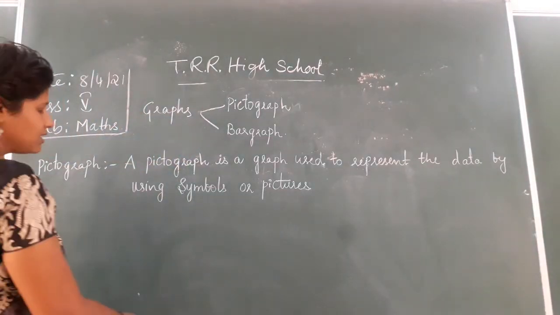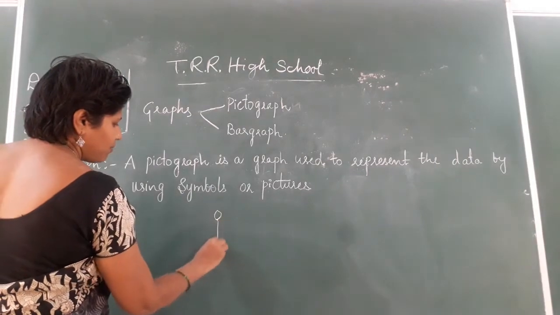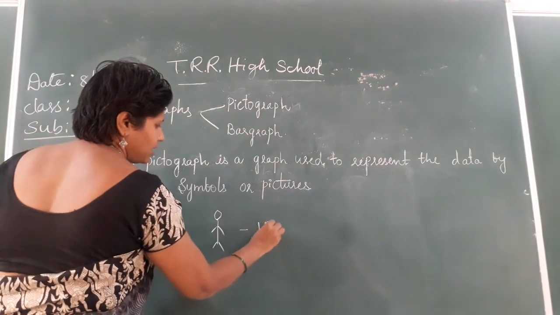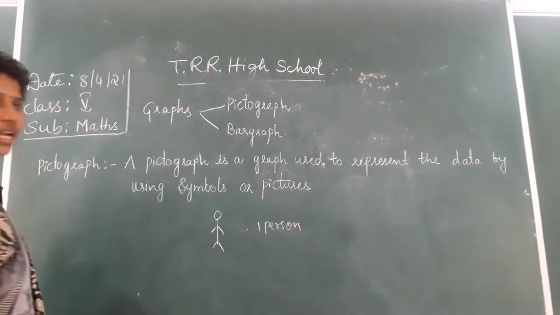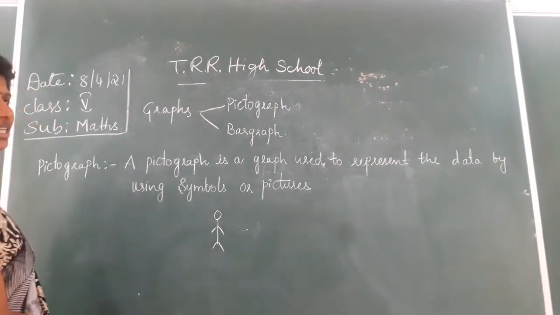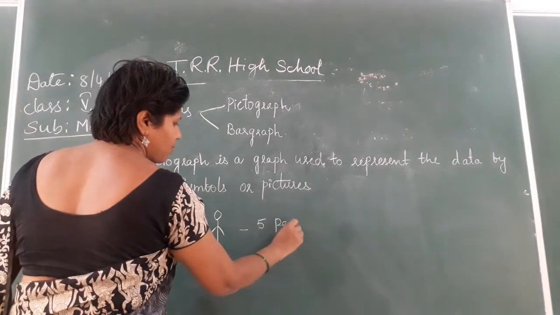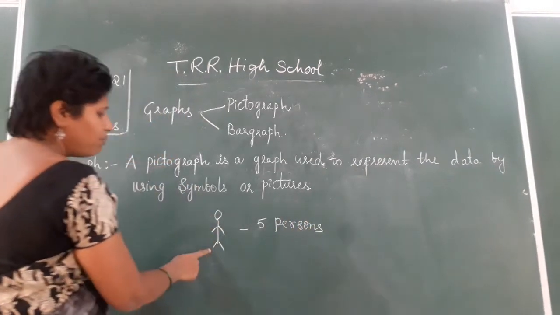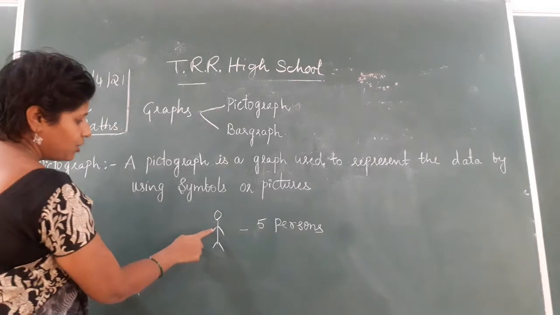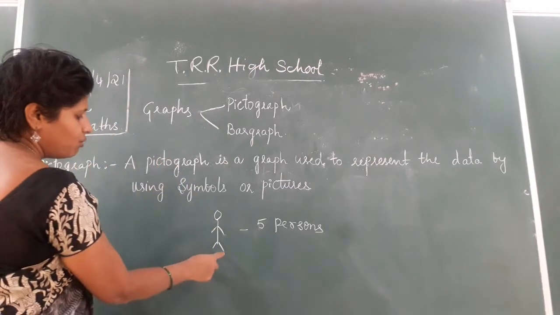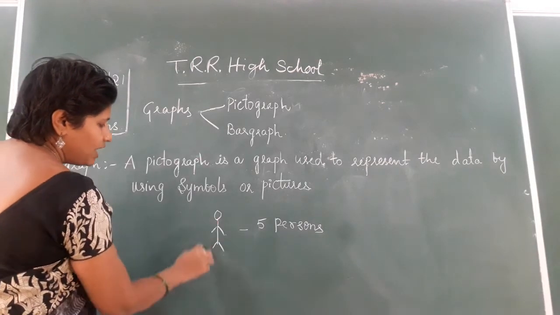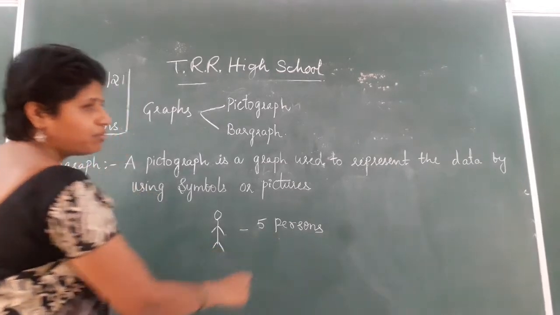What is this scale? Suppose there is a person. This symbol generally indicates one person. But when you consider the scale, this one person indicates 5 persons. How? The head is taken as 1 person, 2 hands will be taken as 2 persons, 2 legs will be taken as 2 persons. So how many? 1, 2, 3, 4, 5. So one complete symbol indicates 5 persons.